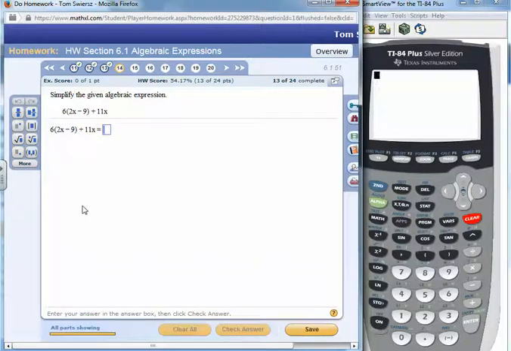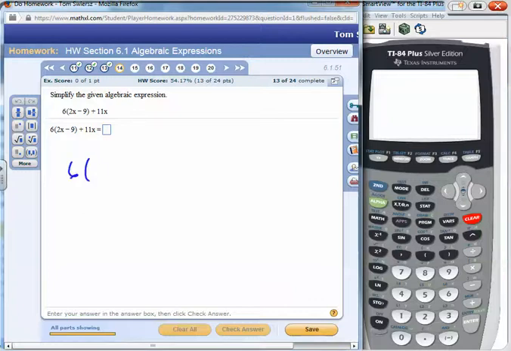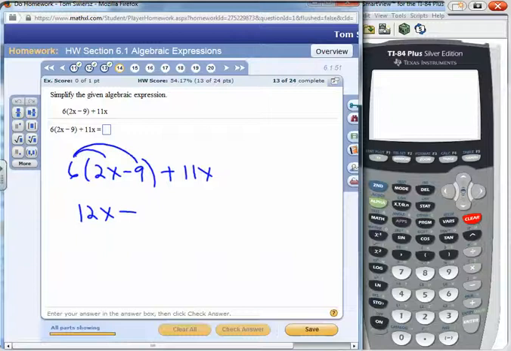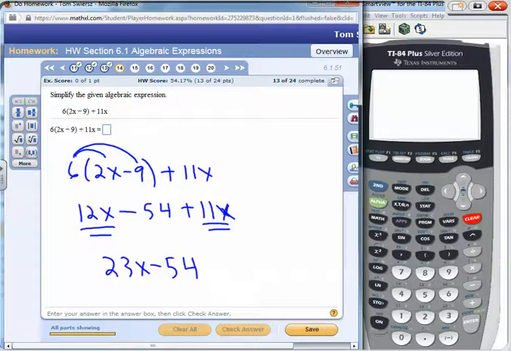All right, number 14, similar to the one we just did. Distribute. We have 6 times 2x minus 9, plus 11x. The 6 distributes over everything in parentheses. 6 times 2x is 12x. Copy down the subtraction. 6 times 9 is 54. This time the x's are similar, right? 12x plus 11x, combine, add the coefficients, 23x minus 54. An x and a constant you can't combine anymore, so there's our final correct simplification. 23x minus 54.